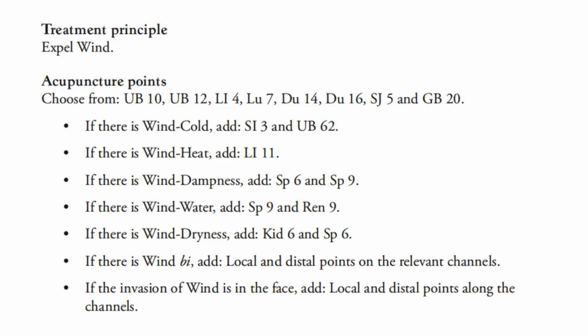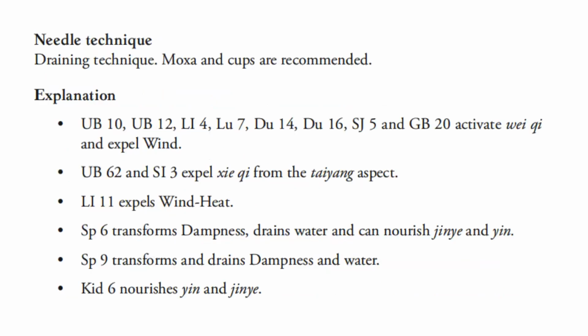If there is wind B, add local and distal points on the relevant channels. If the invasion of wind is in the face, add local and distal points along the channels. Needle with draining technique; moxa and cups are recommended. So for further explanation, UB10, UB12, LI4, lung 7, DU14, DU16, Sanjiao 5, and GB20 activate Wei Qi and expel wind.